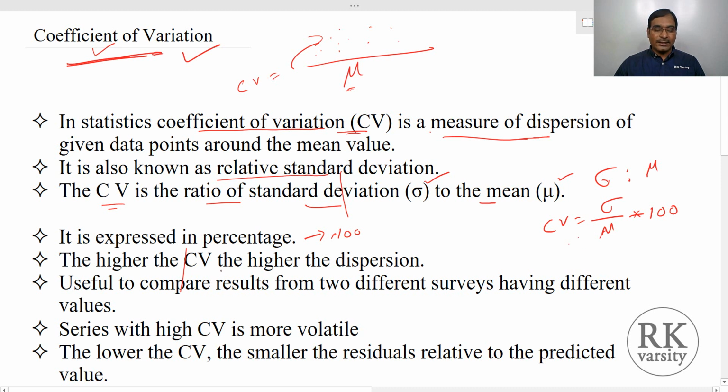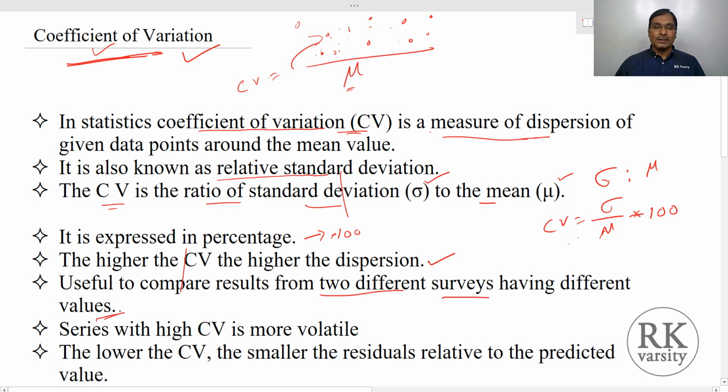Now the higher the CV, the higher the dispersion. In the sense, if you have a higher CV value, the dispersion is very high, in the sense your values are scattered very far from your mean value, or no uniformity was there. The coefficient of variation in isolation may not be of great help, but it is useful to compare results of two different surveys or two different data series.